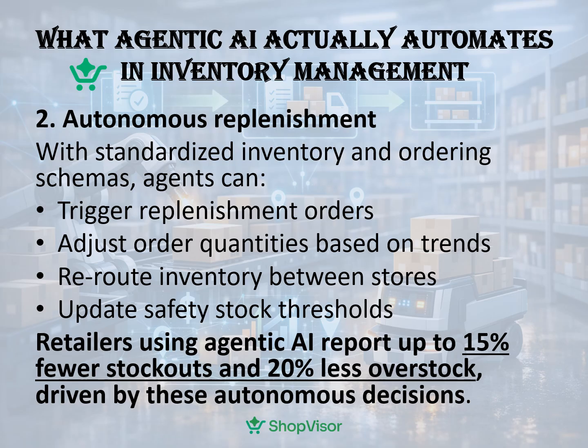Step 2, autonomous replenishment. With standardized inventory and ordering schemas, agents can trigger replenishment orders, adjust order quantities based on trends, reroute inventory between stores, that's really critical in things like COVID, and update safety stock thresholds. Retailers using Agentic AI report up to 15% fewer stockouts and 20% less overstocks, driven by these autonomous decisions.